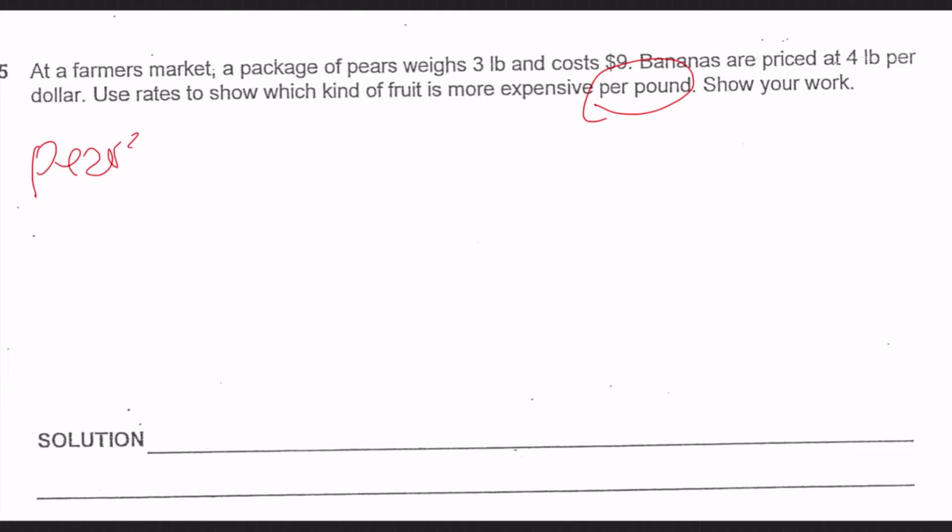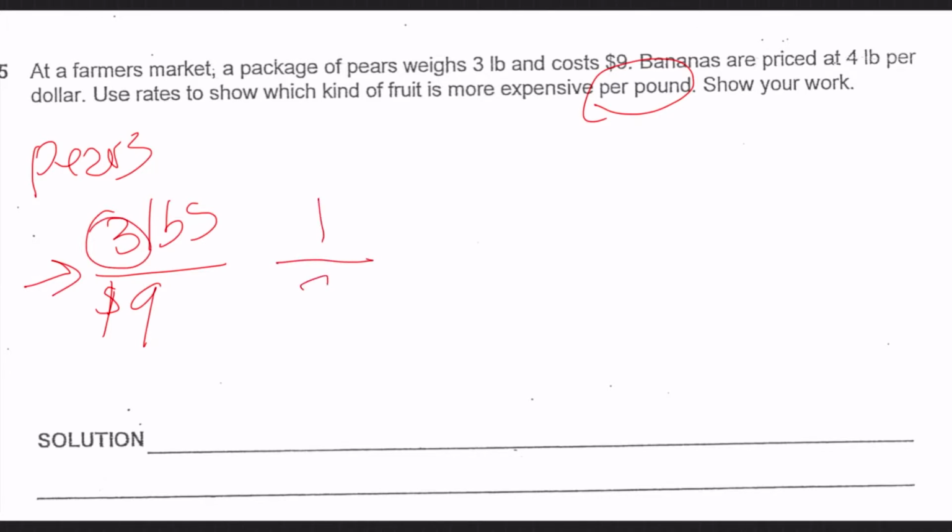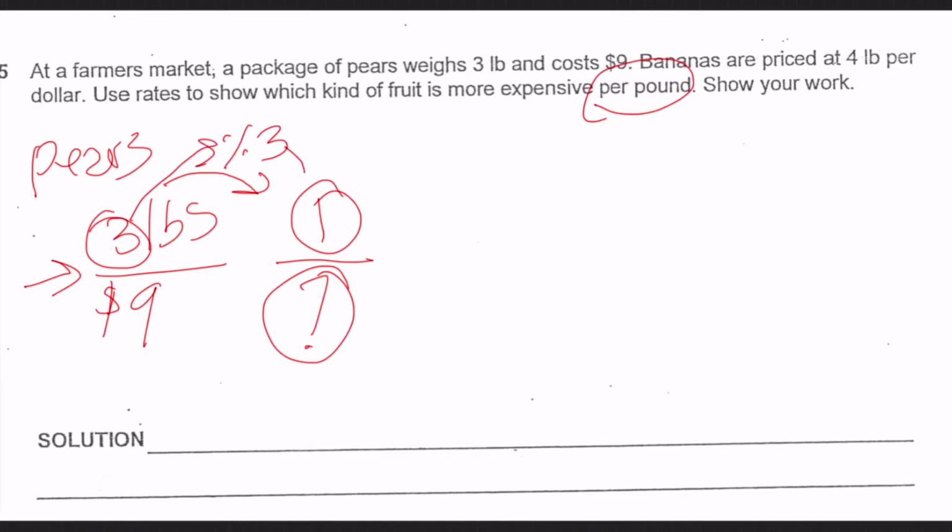So let's write that here. And the pears are 3 pounds for $9. We need to figure out what is the price per pound for pears. Well, if the pounds are right here, that's the number 3, we want to make the pounds a 1. That will give us the price right here per 1 pound. We can do this by trying to figure out how do we get from 3 pounds to 1 pound up here. Well, the way we do that is we divide by 3, because 3 divided by 3 is 1.